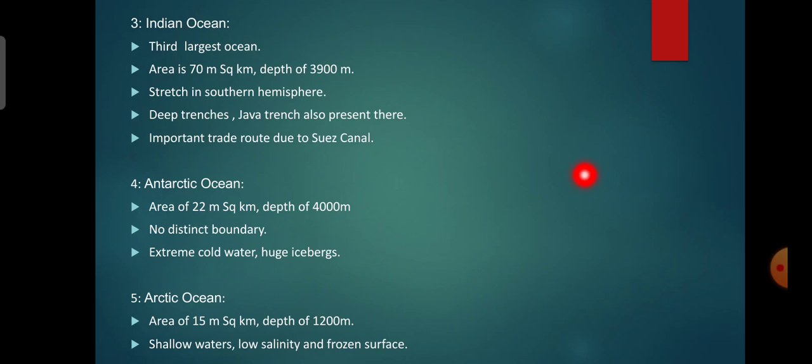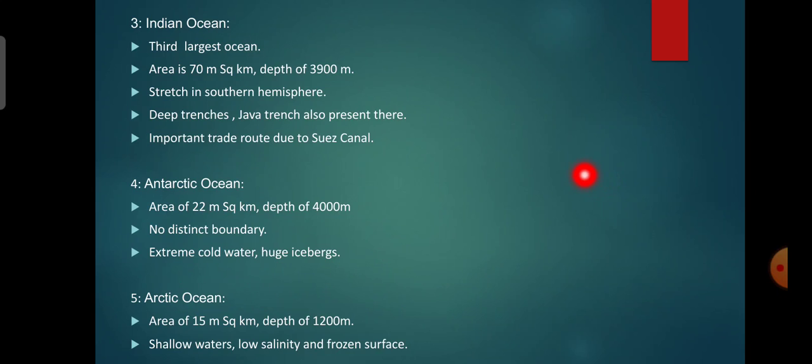And because of Java Trench, it became an important trade route between the western and eastern hemisphere, because of the construction of the Suez Canal, which links the Red Sea with the Mediterranean Sea. Okay, on fourth number we have the Antarctic Ocean. Student, the Antarctic Ocean is near to the South Pole and Antarctica.